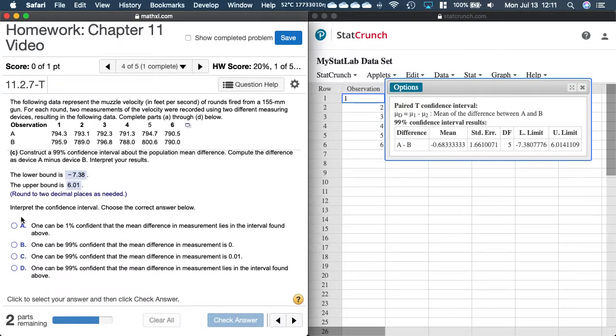Let's see. So it says to interpret. So we're going to say that 99%. Let's see. One could be 99% confident. So just kind of reading through these. It's not 1%, so it has to be parts. Which one of these? And we're not doing a confidence interval on the null hypothesis, nor do I know where 0.0 comes in. So it has to be part D here. Okay.